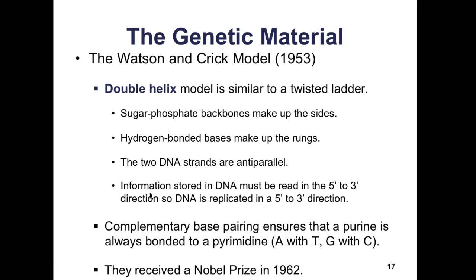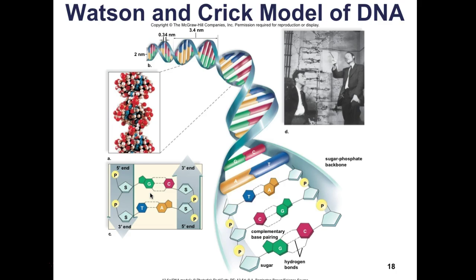Complementary base pairing ensures that a purine is always bonded to a pyrimidine. So you have A with T and C with G. And for their research in the structure of the DNA molecule, they received a Nobel Prize in 1962, Watson and Crick. And here you can see the structure of the DNA molecule. One end, by meaning running anti-parallel, one end is 5' to 3'. The other end is 3' to 5'. So it's like they're running upside down to one another there.